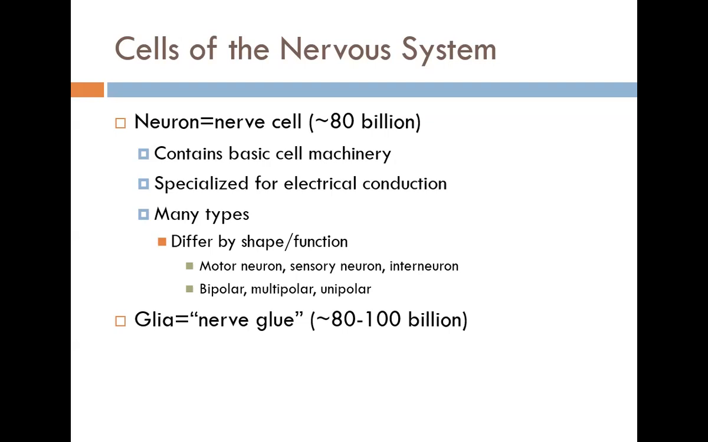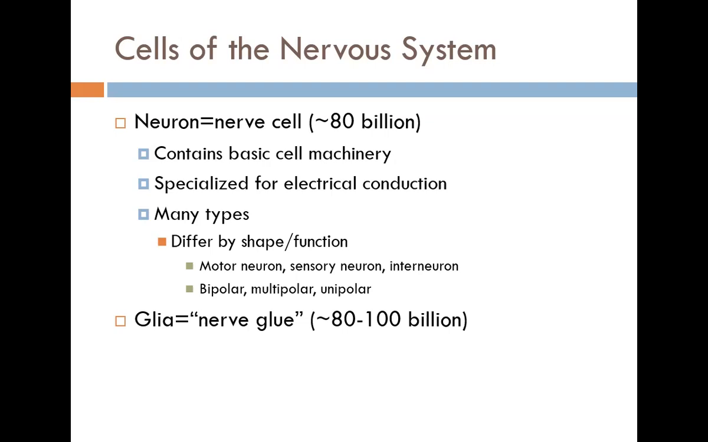We also have glia, which are all in between all of the neurons to allow for things like being able to clean up any kind of waste that gets produced and also help secure connections together. The word glia comes from the word glue. It's also referred to as nerve glue.